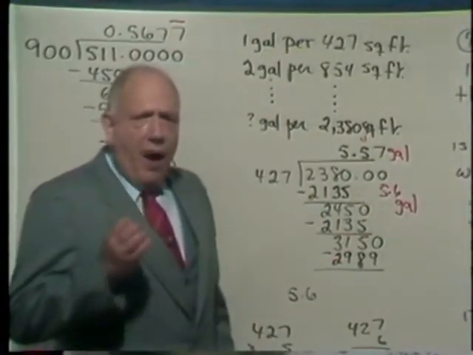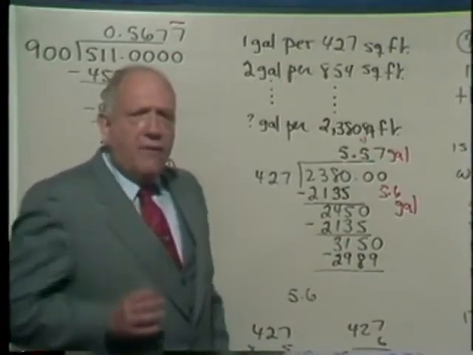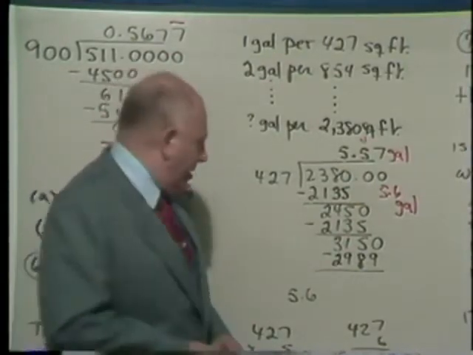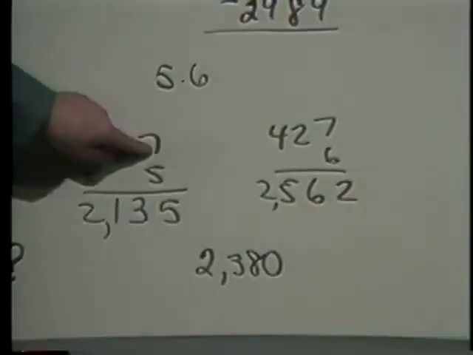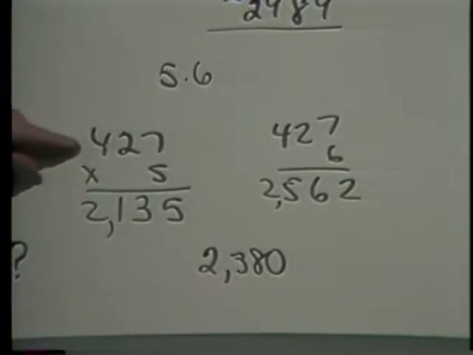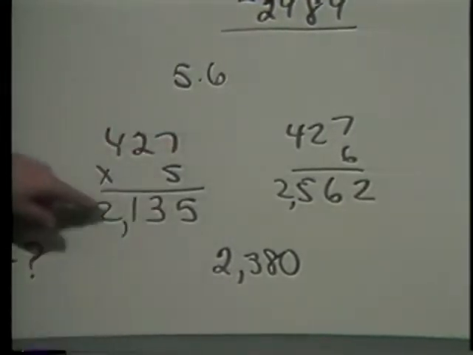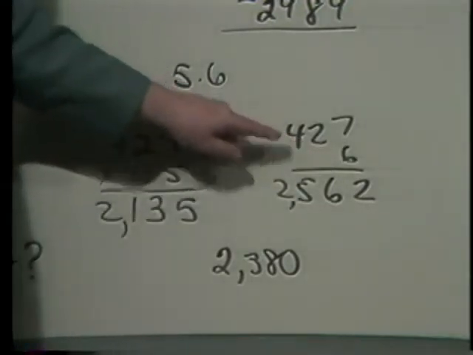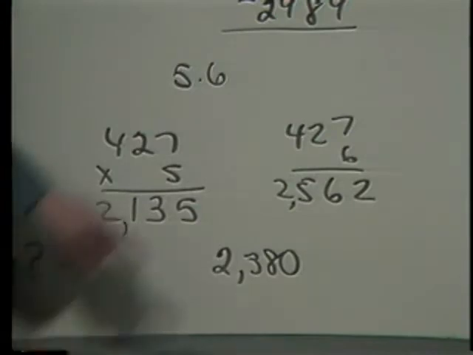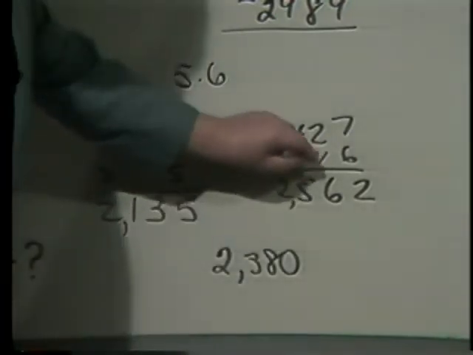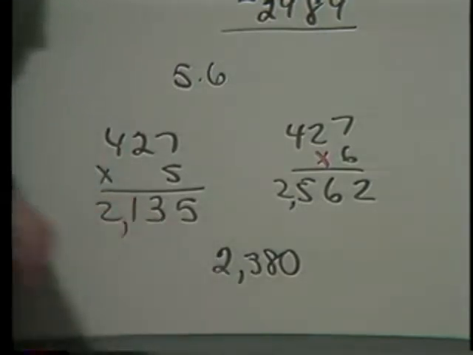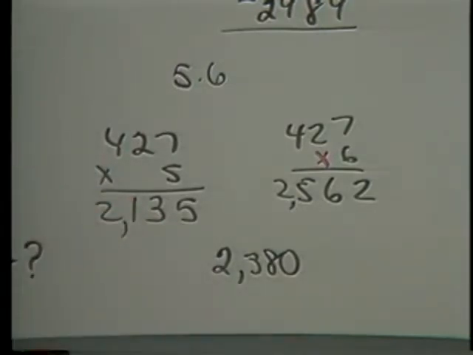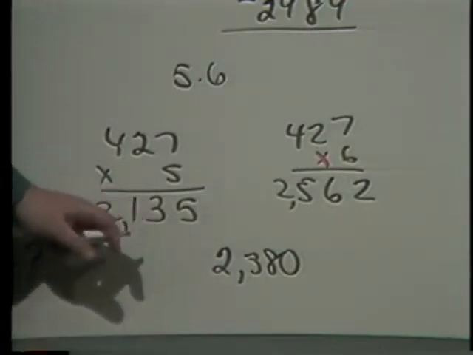And again, if this bothers you, go back to whole numbers. 5.6 is between 5 and 6. If you can cover 427 square feet with 1 gallon, with 5 gallons you're going to cover 427 5 times. That's 2,135. With 6 gallons, you're going to cover 427 square feet 6 times. That's going to be 2,562. How many square feet do you want to cover? 2,380.